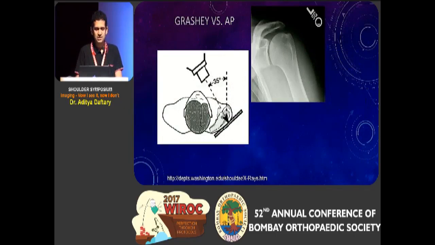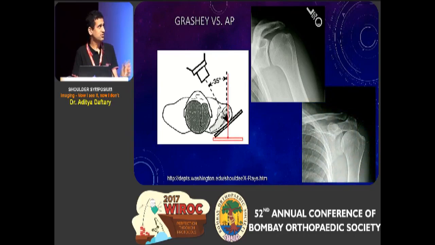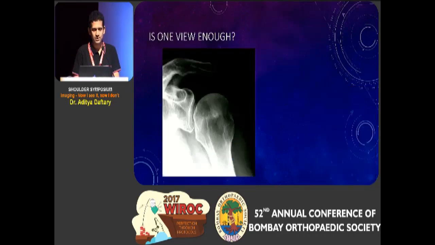So this is a normal AP view of the shoulder, where you can see the radiographic beam is parallel to the glenoid. So you can see the glenoid in profile nicely, and you can see the joint space, as opposed to a regular AP view where you'll see overlap between the glenoid and the humeral head. Most places end up seeing the latter instead of the former.